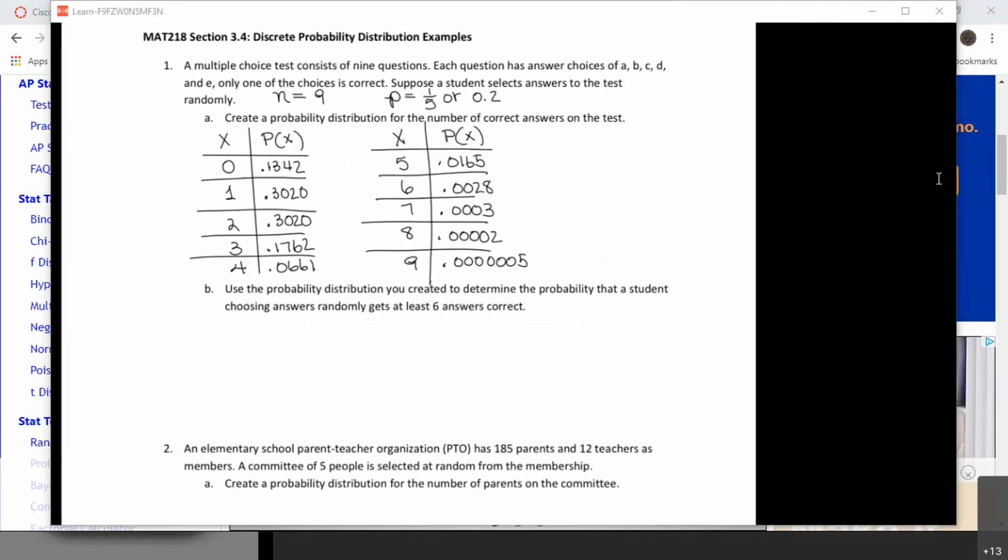You can see pretty much our best chance of guessing correct is either 1 or 2 randomly. These are the highest probabilities. By the time I get out here, for all intents and purposes, that number is 0, of getting all 9 of them correct.